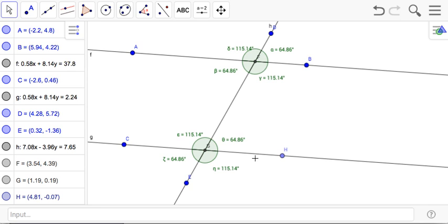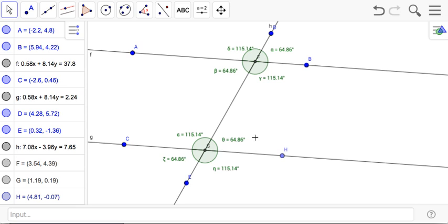Now you can ask your students to hypothesize what other angle relationships might exist. We're hoping that they will see that corresponding angles and alternate angles are equal, and they may even notice that there's a relationship between these two co-interior angles. They may suggest that these two always add up to 180. So let's check if that's true.